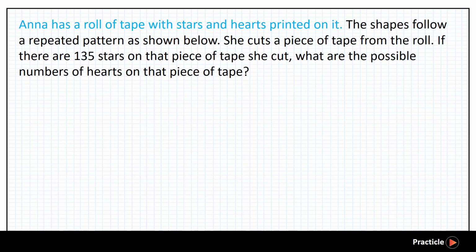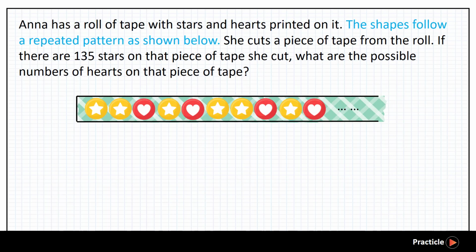Anna has a tube with stars and hearts printed on it. The shapes follow a repeated pattern as shown below. Now after reading this sentence, the first thing that we want to do is to try to find the pattern that's being mentioned, okay? So what do we have here?